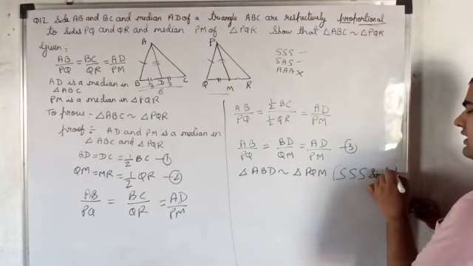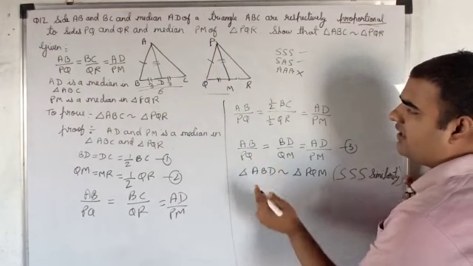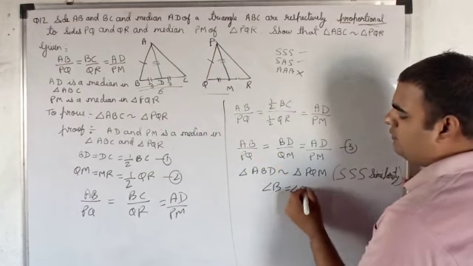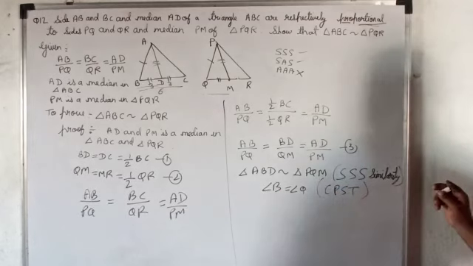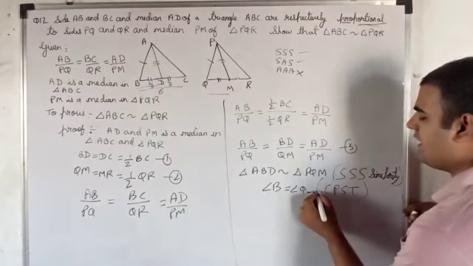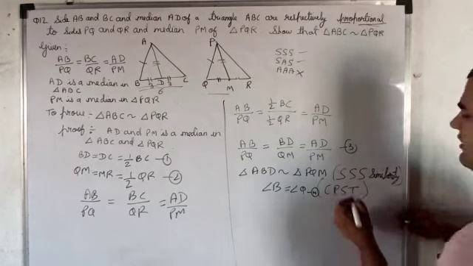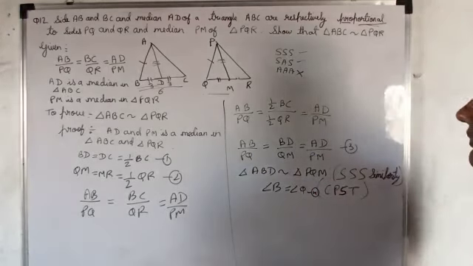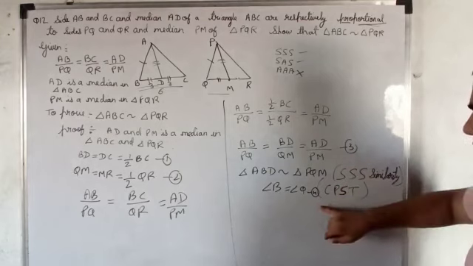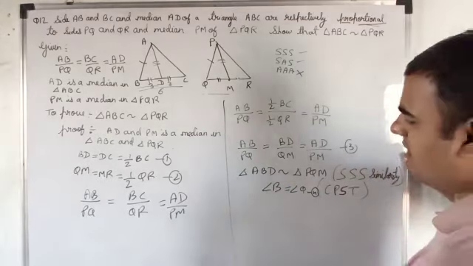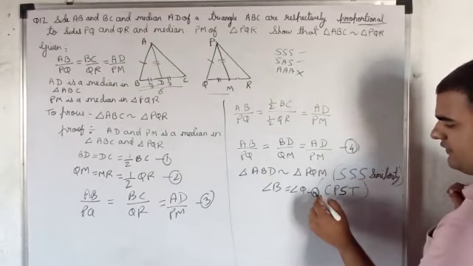But do we need to prove this? No. We need to prove ABC and PQR. So a very simple way. Can you say angle B equals angle Q by CPCT, corresponding parts of similar triangles? Yes. Now, as we have said, angle B equals angle Q. Now from 3 and 4 and the given we will take. We will name this as 3, this as 4 and this as 5.